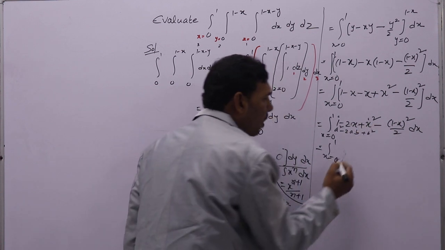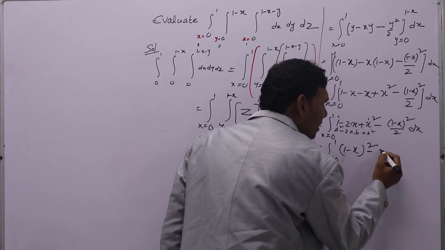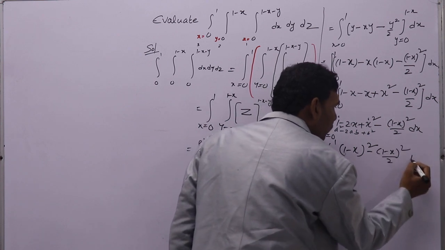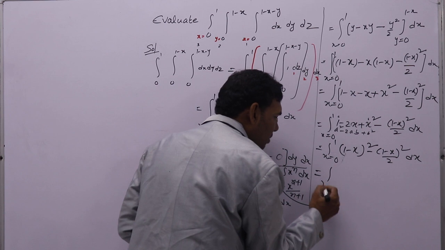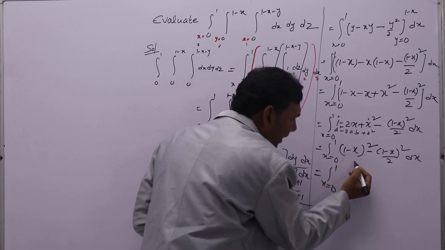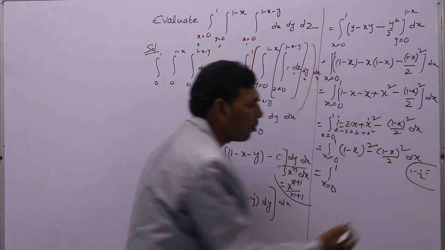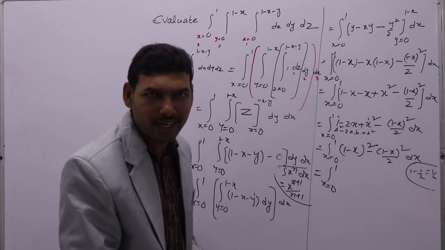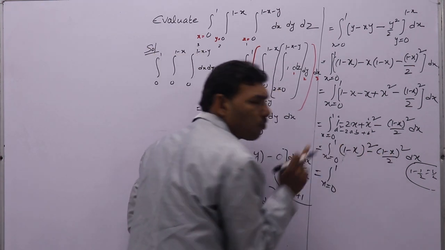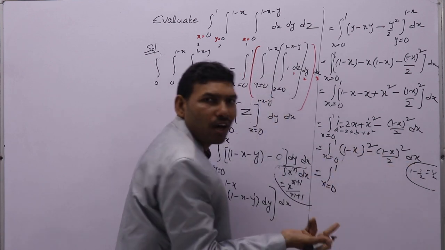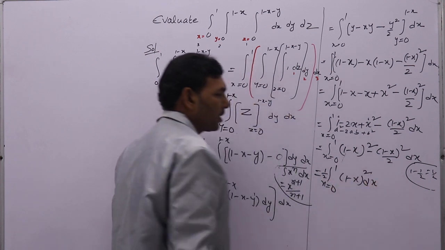x equal to 0 to 1, (1 minus x) whole square, a is 1, b is x, minus (1 minus x) whole square by 2 dx. Here (1 minus x) whole square is common. If you take (1 minus x) whole square common, what will you get? You will get 1 minus 1 by 2, which is half. If you subtract half from 1, you get half only. So 1 by 2, (1 minus x) whole square dx.